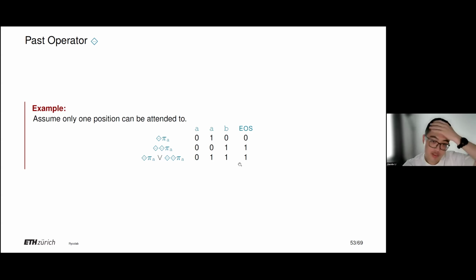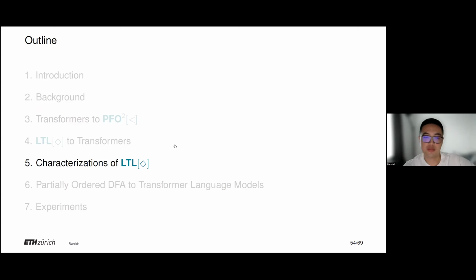So this is a very convoluted way to construct the past operator, which I'm pretty sure is not the way transformers implement it in practice. But anyway, we are somehow able to get rid of the fixed precision constraint. And so we establish the equivalence between transformers and LTL with past.